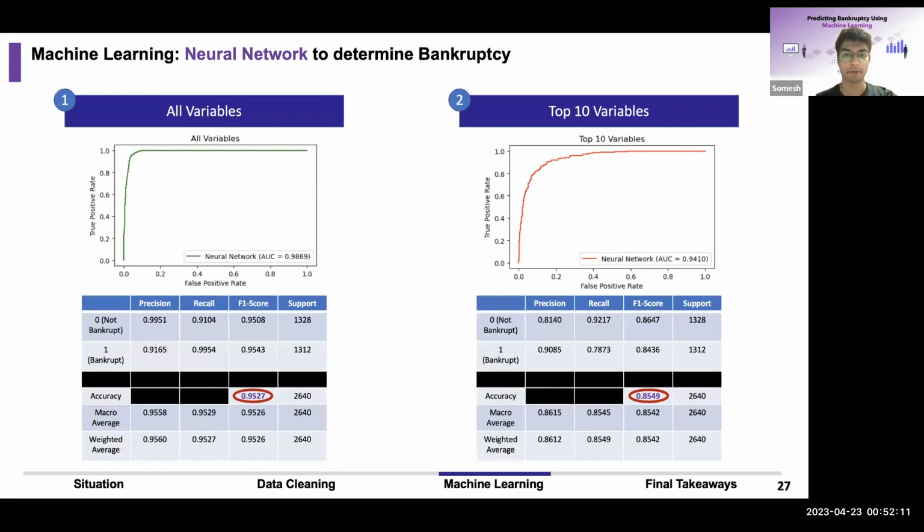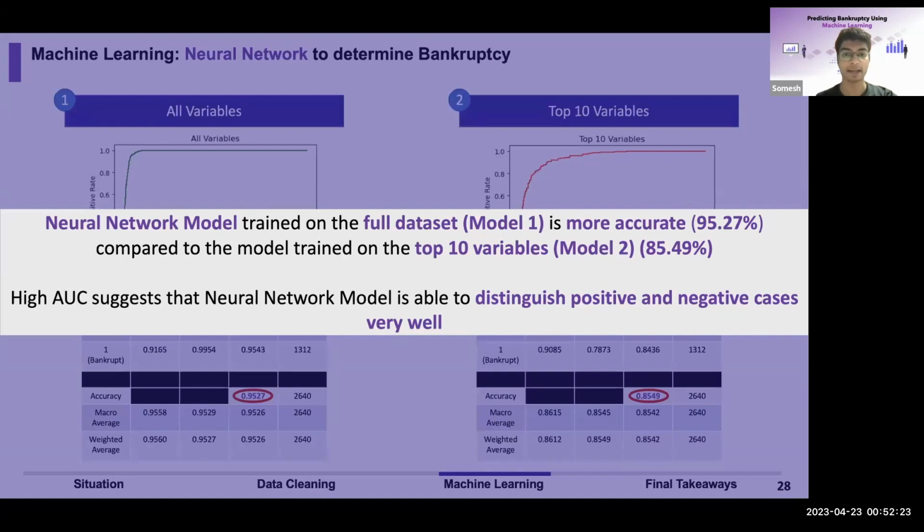Upon comparing the models based on the AUC derived from the ROC curve, we can see that the dataset with all variables had a higher AUC as compared to that of the top 10 variables. It also had a higher accuracy. This implies that the neural network model can distinguish positive and negative classes better on the dataset consisting of all variables and is more accurate as well.